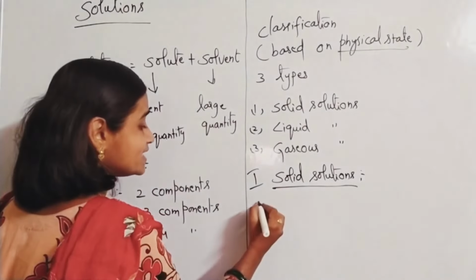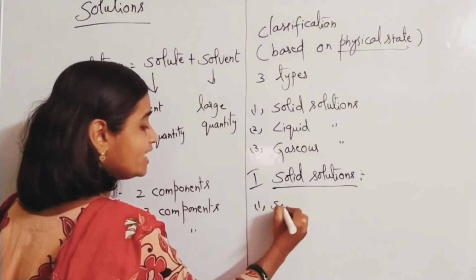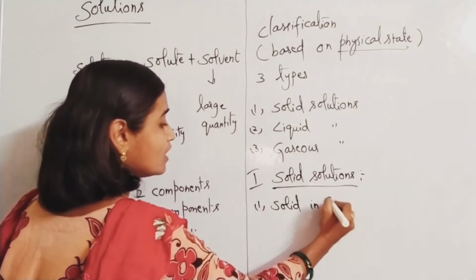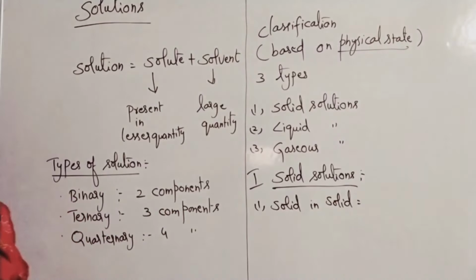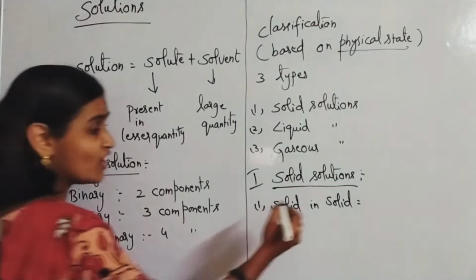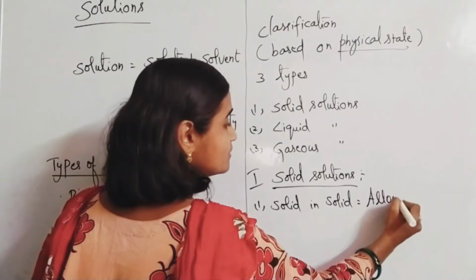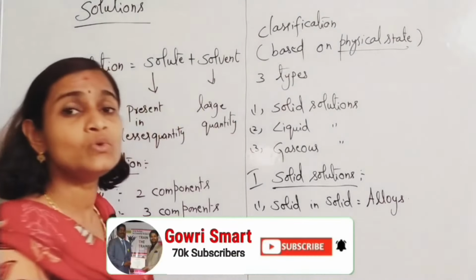For example, take solid in solid solutions. Can you tell examples? You can take the examples of alloys. Alloys are mixtures of what? Two metals.